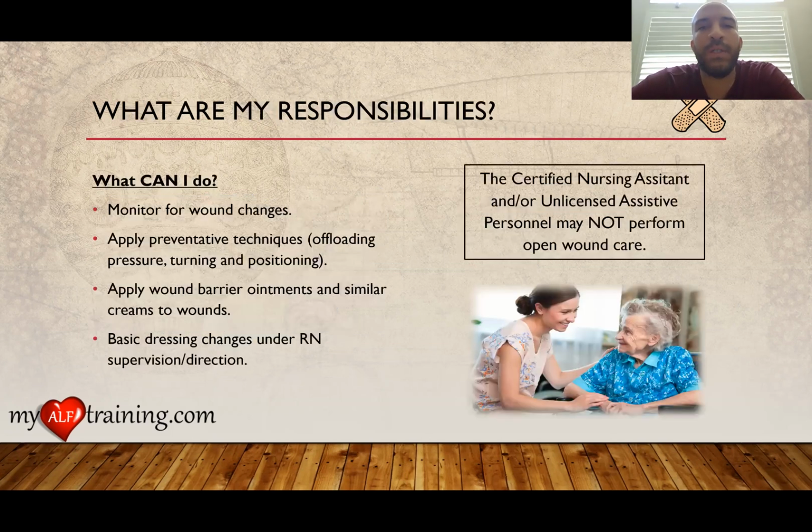So what are our responsibilities as CNAs and unlicensed assistive personnel? What can we do? How can we play our part in combating wounds in the US, since we're talking about how big of an impact it is? We can monitor for wound changes. That's one of the responsibilities that we have. Also, we can use different techniques. Well, what techniques, Deontay? What can I do? Well, we'll talk about those later in the presentation specifically, but those techniques are offloading pressure.